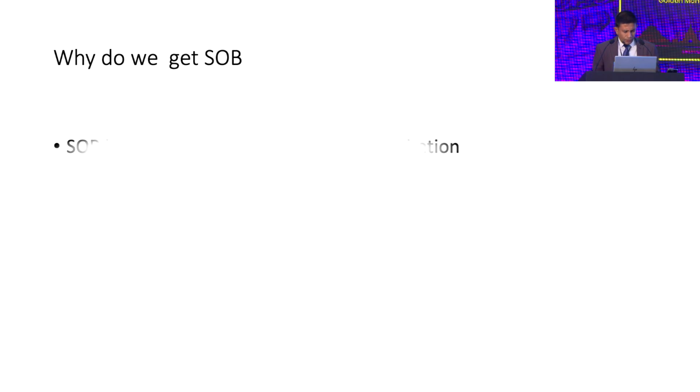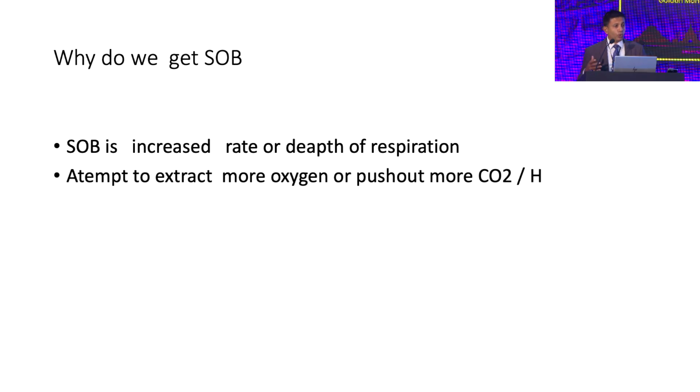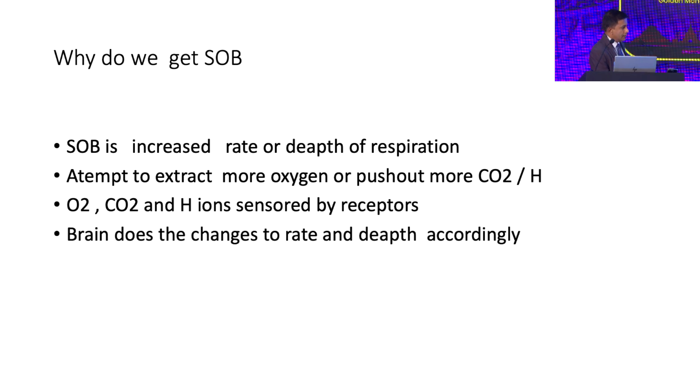So why do we get shortness of breath? Well, it's either an increase of the rate or the depth of respiration, because of an attempt to extract more oxygen from air, or to push more carbon dioxide or hydrogen out of your system. As you know, we have oxygen, carbon dioxide and hydrogen sensors called chemoreceptors located peripherally and centrally. And of course, we have a set of mechanoreceptors located in the respiratory pump, in the walls and the bronchioles also. From the information that the brain gets from the receptors, it makes changes to the depth and rate.